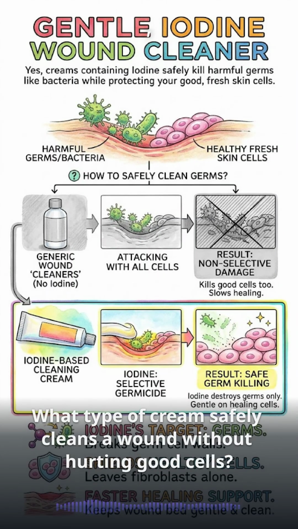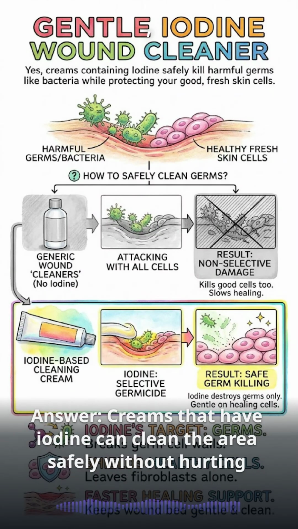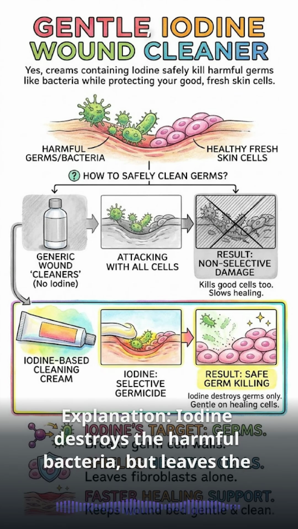38. What type of cream safely cleans a wound without hurting good cells? Creams that have iodine can clean the area safely without hurting cells. Iodine destroys the harmful bacteria, but leaves the fresh-growing skin perfectly alone.